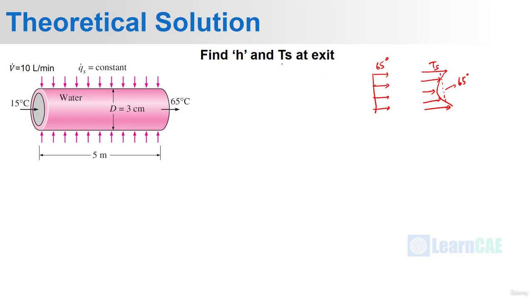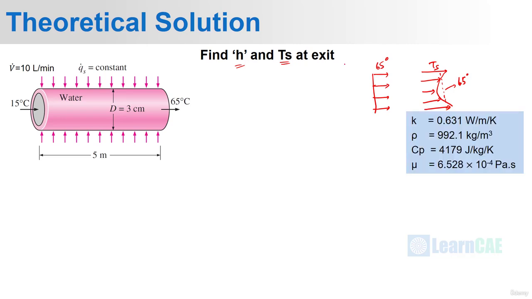Okay, now they are asking to find the surface temperature Ts and also the convective heat transfer coefficient H. We shall rewrite the properties. The properties are given here. Next, we have to find out the Nusselt number, for which you need to know the Reynolds number and Prandtl number. First, we will calculate the Reynolds number.